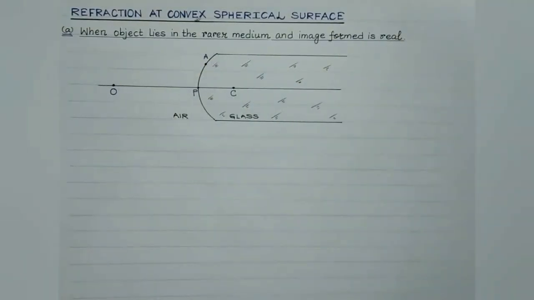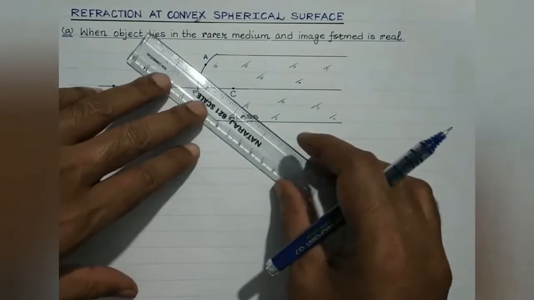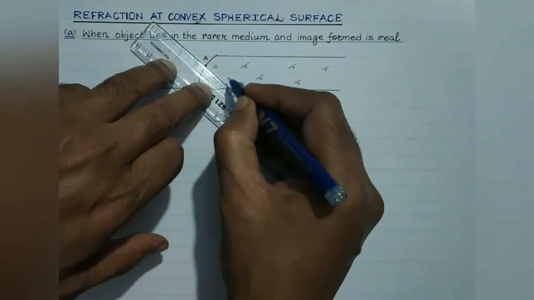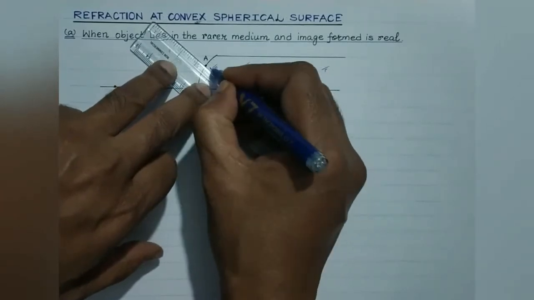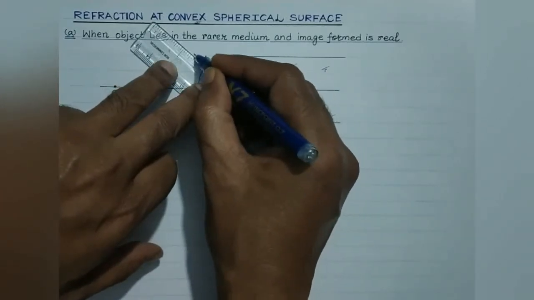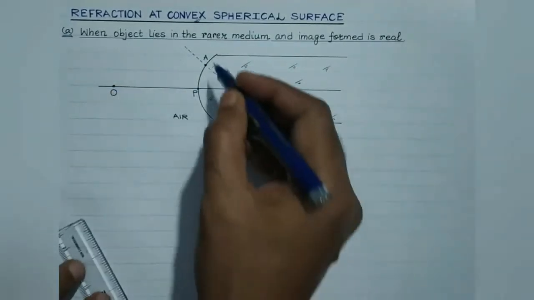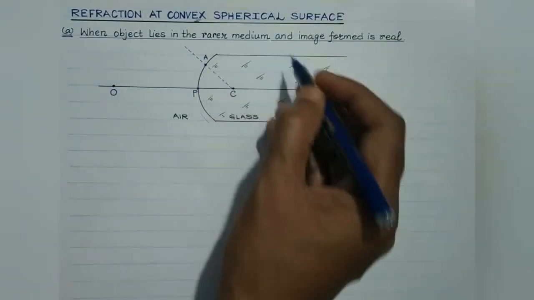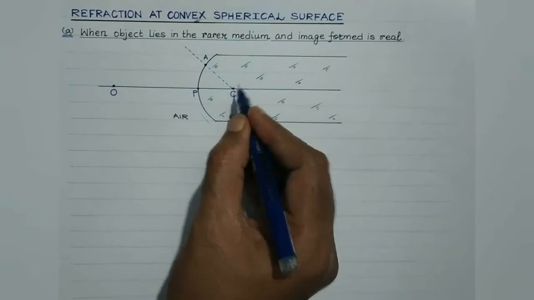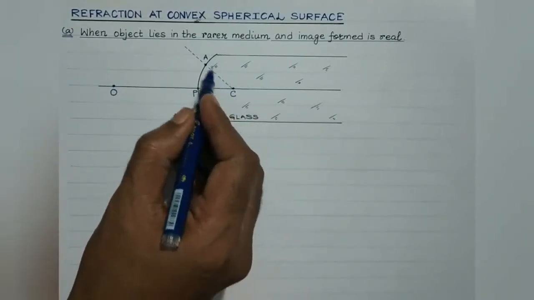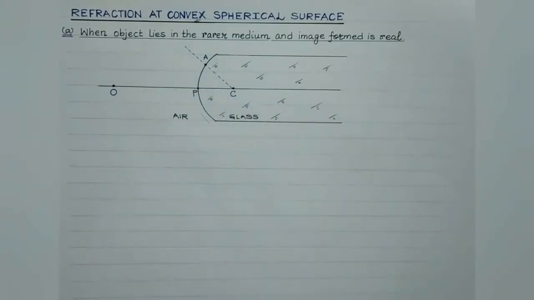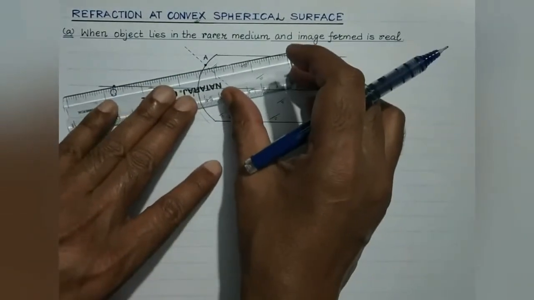Normal is, students, a line joining C, which is the center of curvature, to any point on the surface. So it has to be represented by dotted lines. So this will represent the normal. This curved surface, it's a part of a sphere, the center of which is known as center of curvature. And line joining the center to a point on the surface of the sphere will act as the normal, right? And this is the object O.